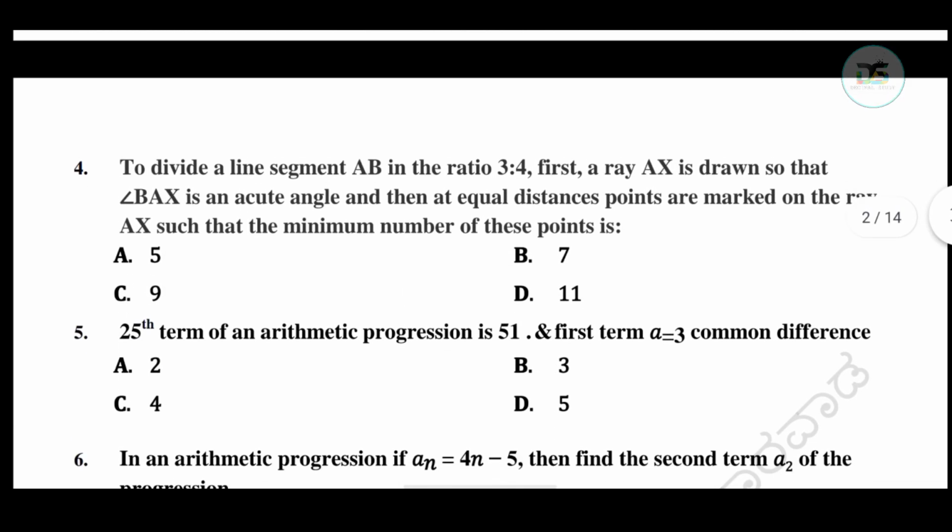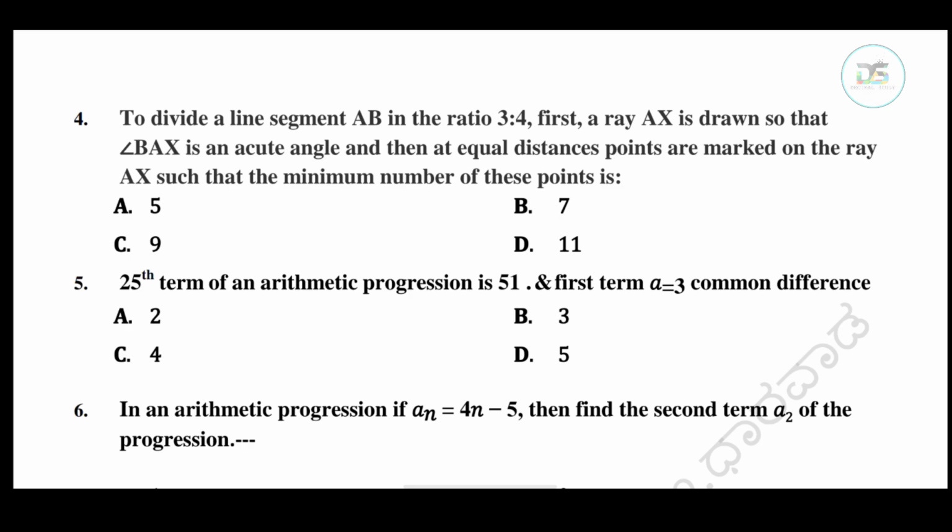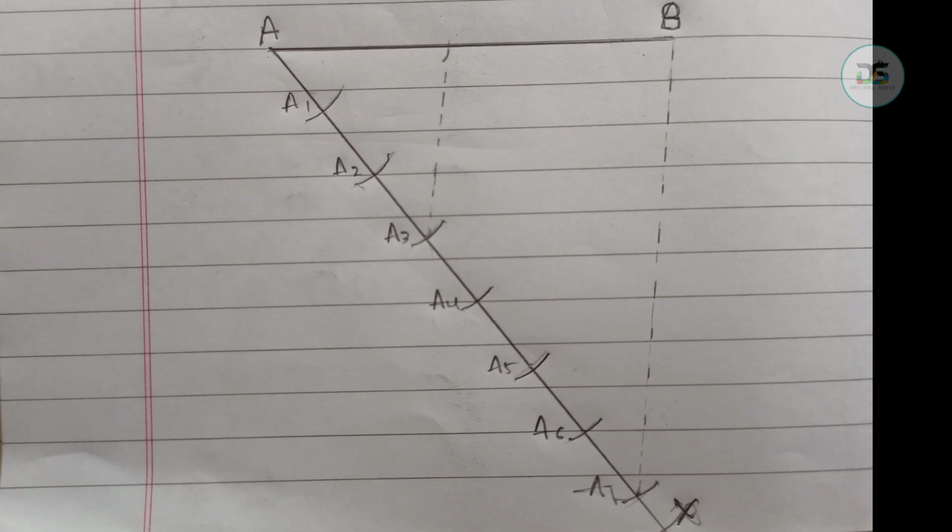Next question. To divide a line segment AB in the ratio 3:4, first a ray AX is drawn so that angle BAX is an acute angle, and then at equal distant points are marked on the ray AX such that the minimum number of these points is. Options are 5, 7, 9, 11. So now let's see the solution. So guys, by looking at the diagram we need 7 equal parts, so the answer will be 7.